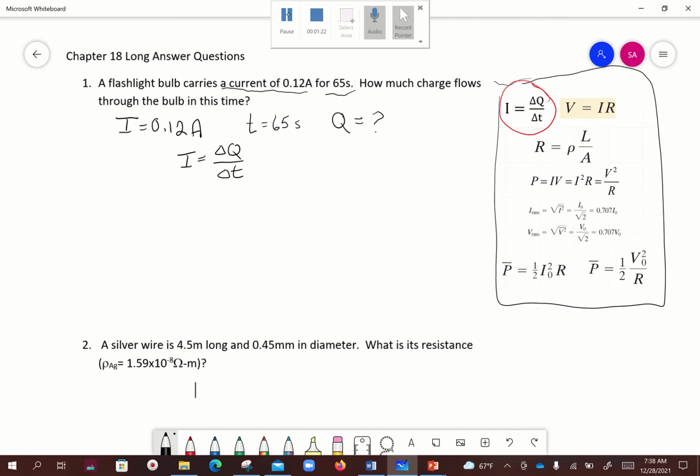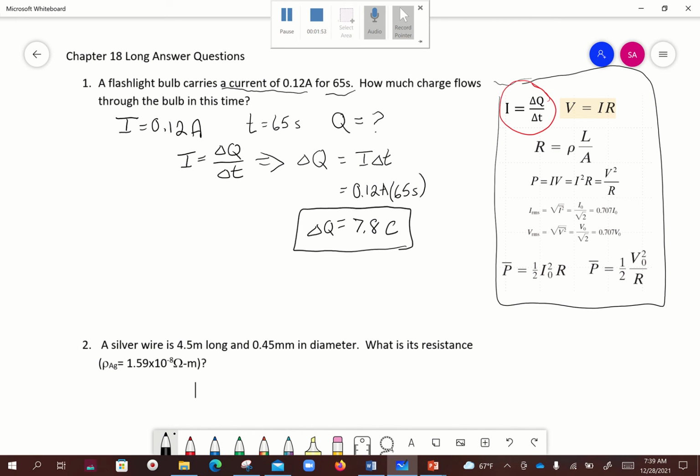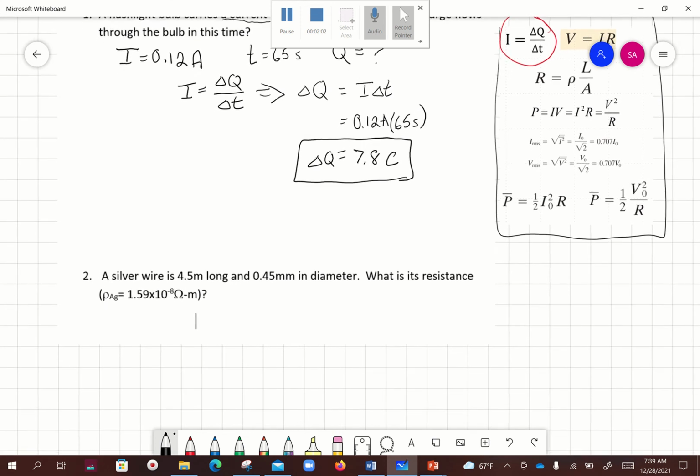Next thing to do is just do the algebra. A is for algebra. All right, so we want to find Q. So delta Q, which means the amount of charge in a certain time, is just going to be I times delta T. And now we just plug and chug. So I is 0.12 amps, T is 65 seconds. Throw that in our calculator, we get 7.8. Unit for charge is coulombs. So delta Q, the amount of charge through the bulb, is 7.8 coulombs. Okay, so that one was pretty easy. Let's go on to the next one.